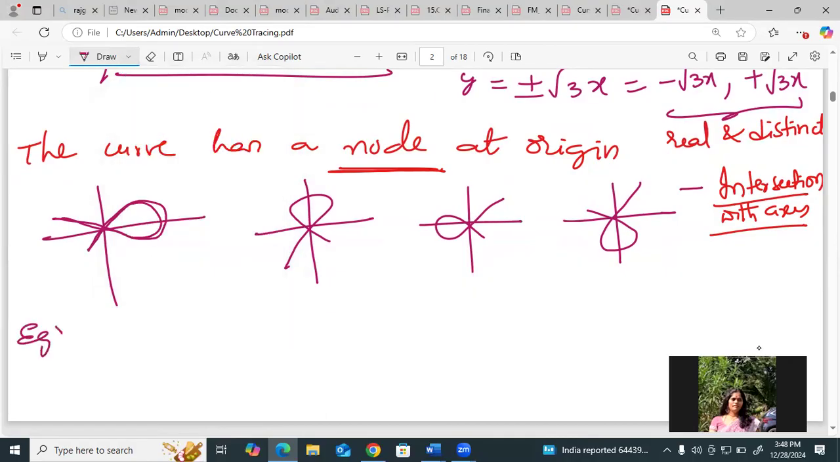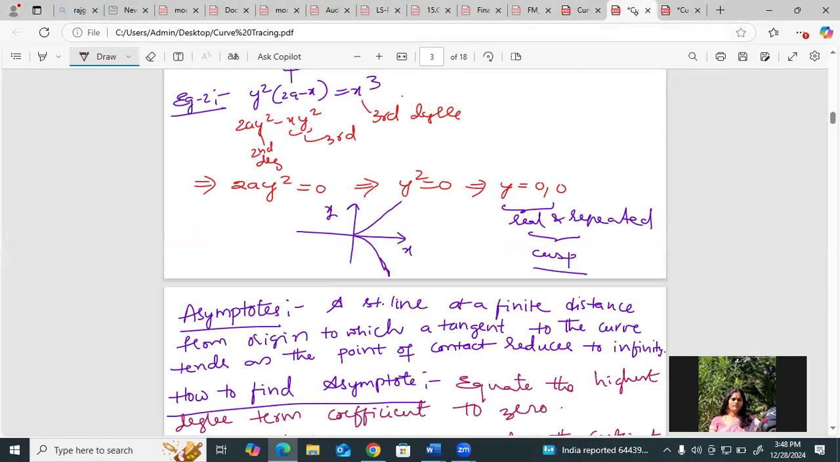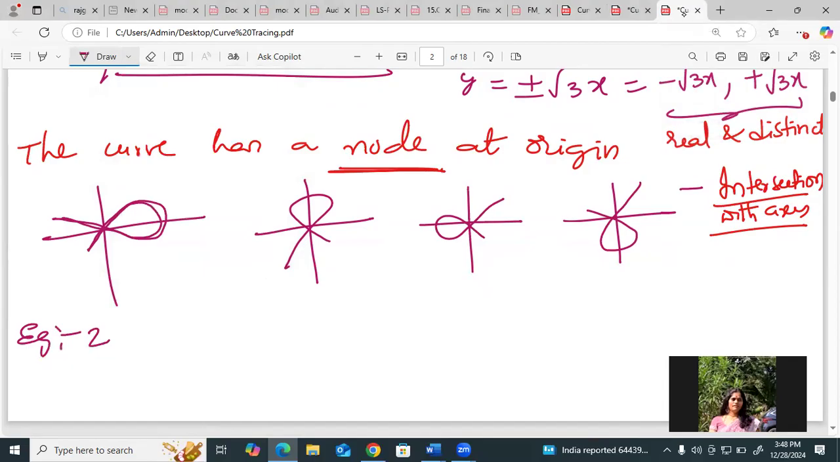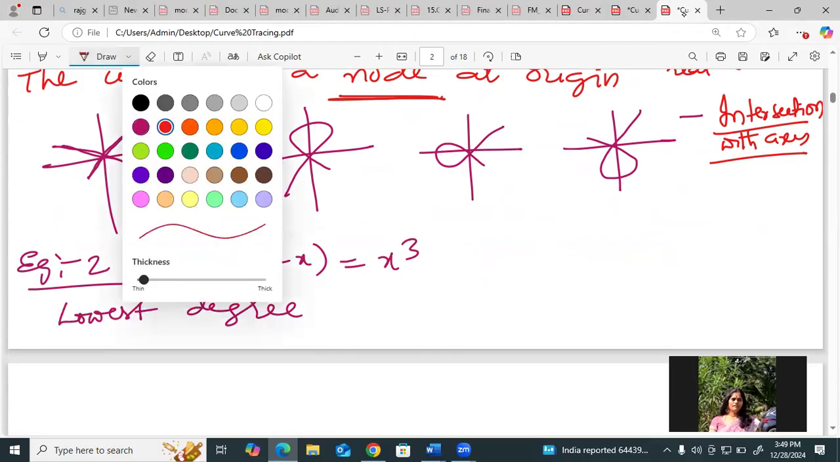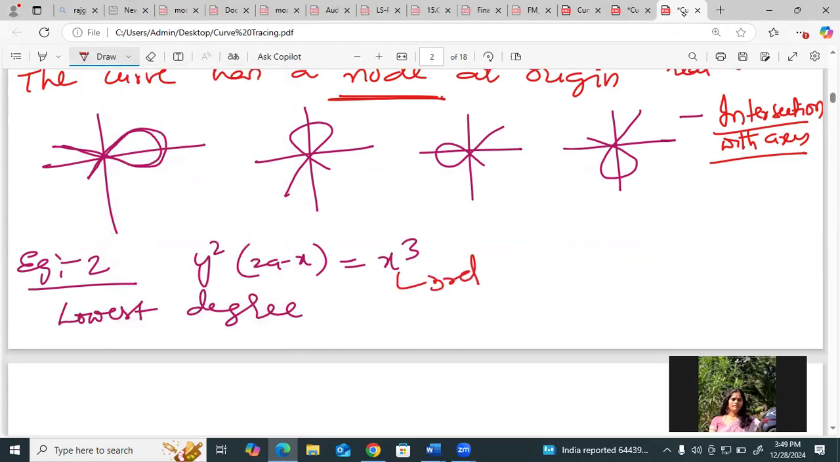Now, I'll take one more example. Y square into 2a minus x is equal to x cube. Now, what should I do? The lowest degree term in the curve equation. What's the lowest degree term? This is third degree. Of course, y square is a second degree term. So that term I'll be equating to 0. Lowest degree term would be y square into 2a minus x.